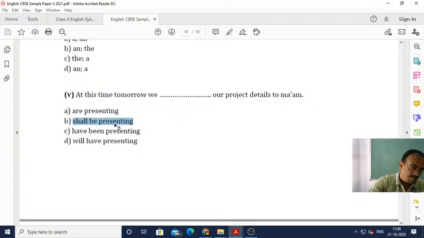Because grammatically, future continuous tense will be correct here, since "at this time tomorrow" is given. If it was only "tomorrow", in that case you are correct. But here "at this time" is also appended with tomorrow. Therefore, future continuous will be the correct option, dear students. If it was just tomorrow, then you can easily write "we are presenting." Understood? But since "at this time" is given, the grammatically correct answer should be "shall be presenting."